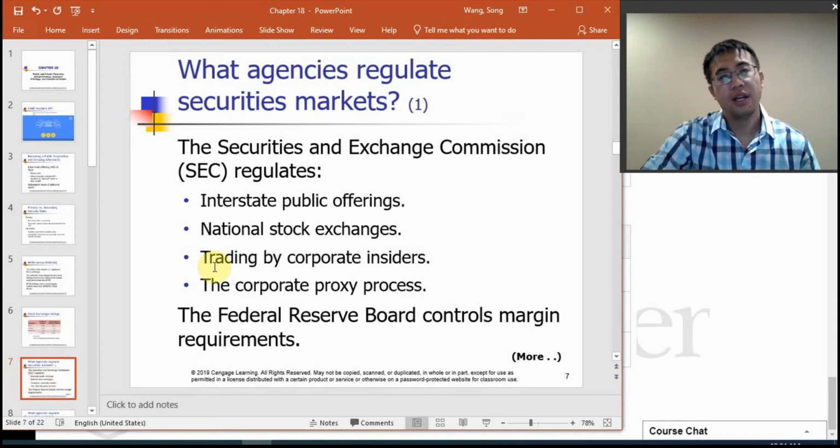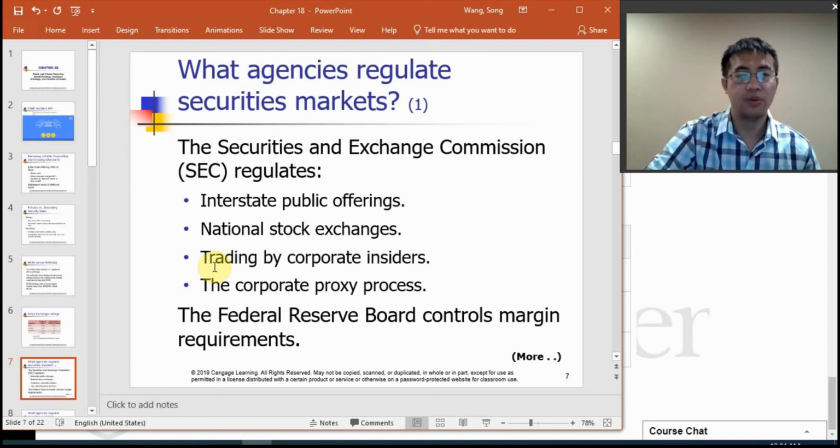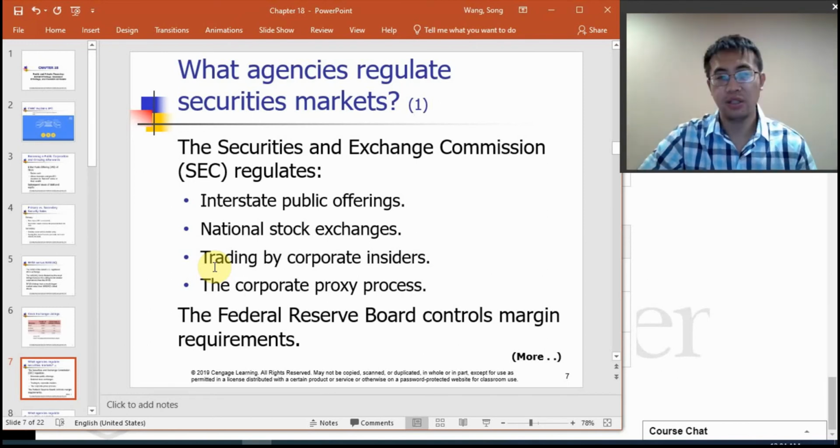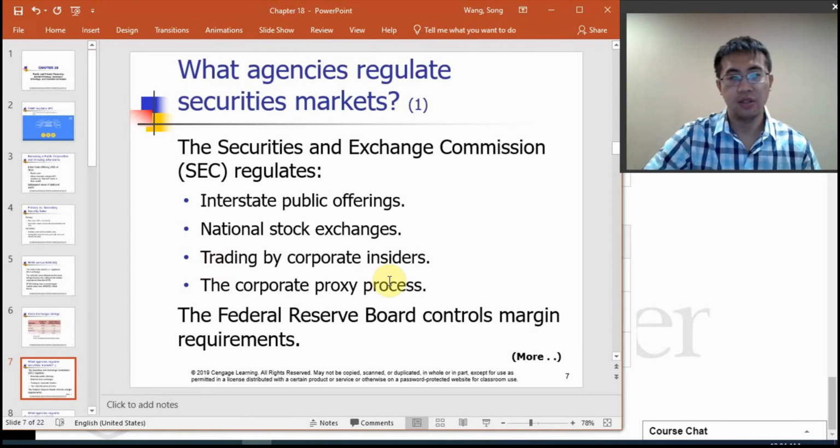All right. And who are the agencies regulating this securities market? Definitely you want to remember the SEC, the Securities Exchange Commission. They regulate initial public offerings, trading by corporate insiders, I'm talking about the legal trading by corporate insiders with public disclosure of their position, of course, corporate proxy processes, and also the national stock exchanges.